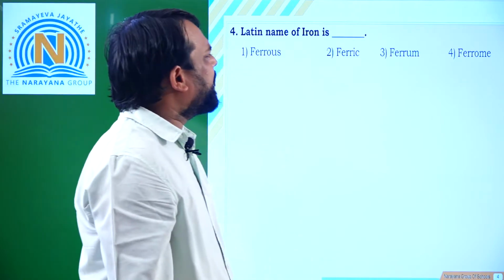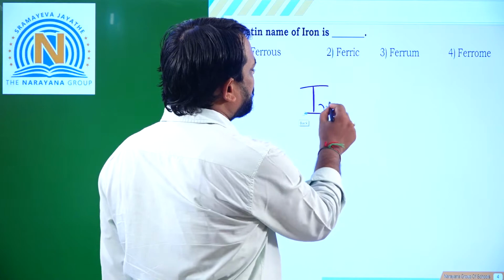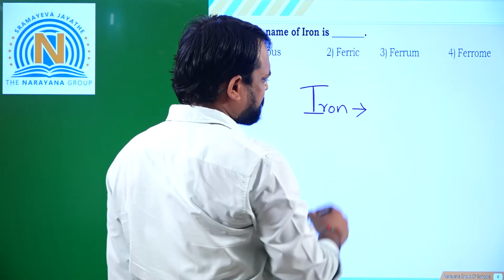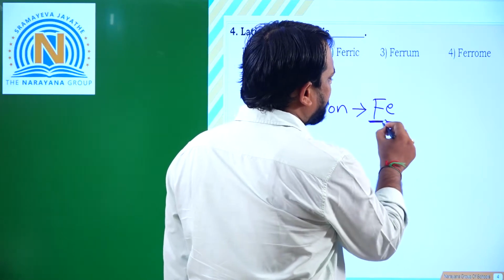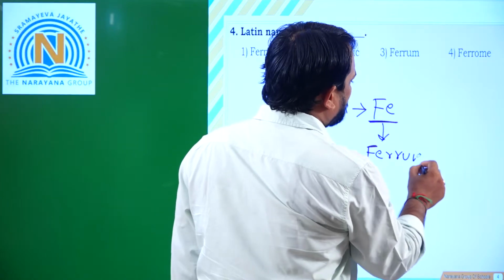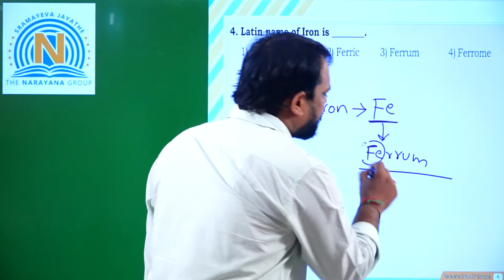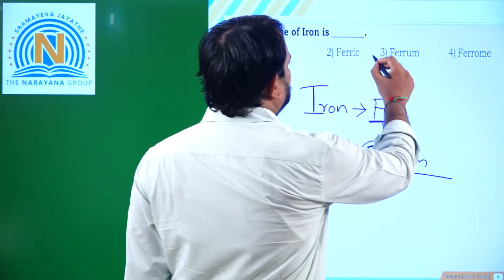And next, the Latin name of iron. Generally for iron, we write the symbol Fe, that means this Fe is derived from the name ferrum, the first two letters of ferrum. So, which option? Ferrum, third option.